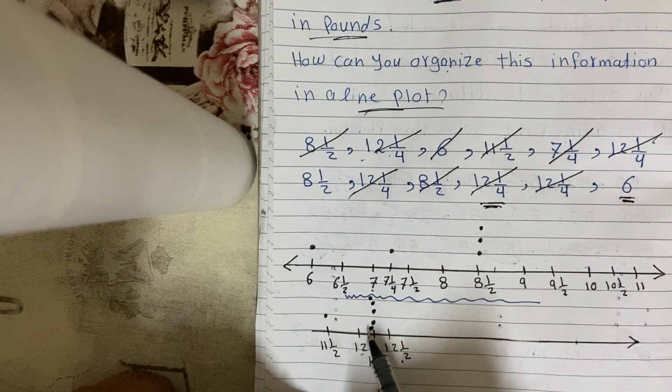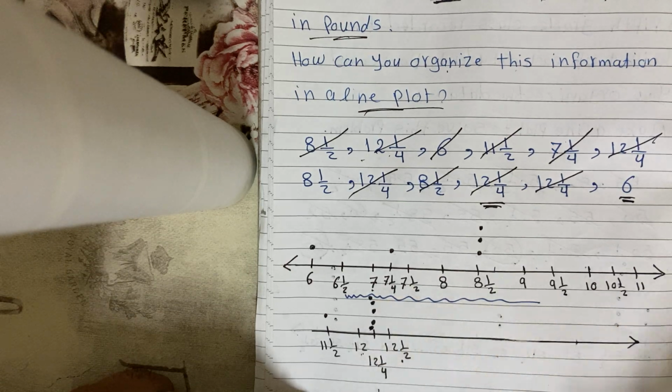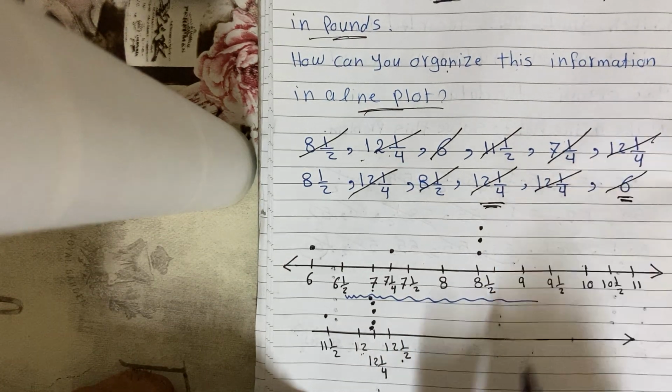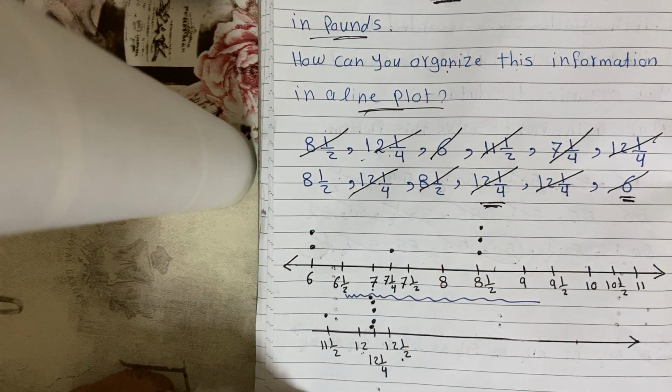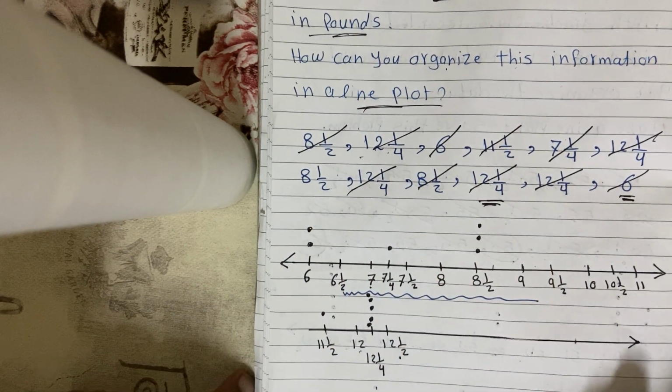So 12 and a quarter has 1, 2, 3, 4, 5. And the last one is 6, put a point here. So we finish our line plot.